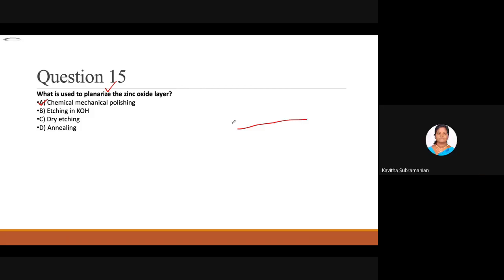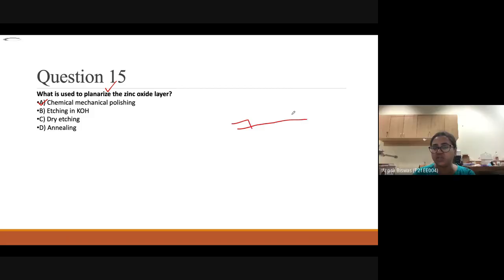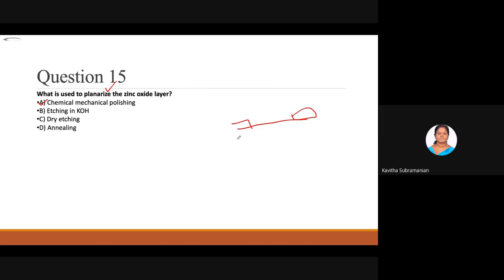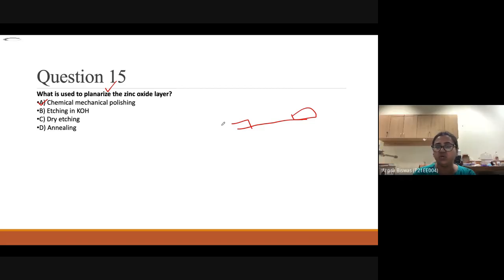Yes, here, ma'am, only this portion and this portion they have removed now. So they have used the chemical mechanical polishing. Only the middle area, there the ZnO is present, and after the proper surface micromachining and bulk micromachining, they have removed that portion, the ZnO. Okay.